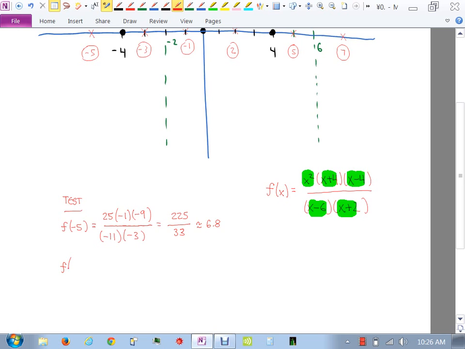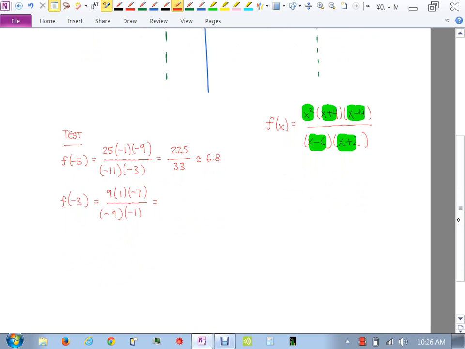Now plug in -3. -3 squared is 9. -3 plus 4 is 1. -3 minus 4 is -7. Over -3 minus 6, which is -9, and -3 plus 2 is -1. You all understand what I'm doing? No one has a question? -63 on top, 9 on the bottom. Hey, those 9s, that's just -7. I could have canceled those 9s.